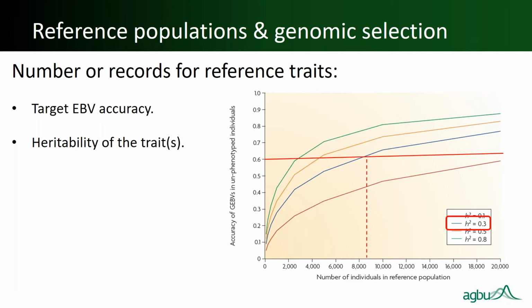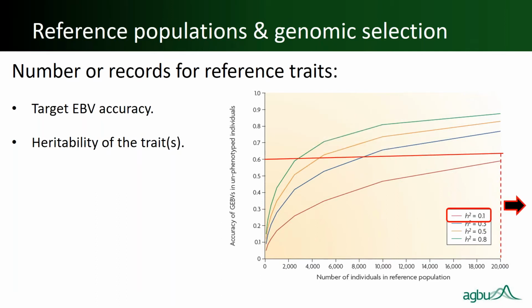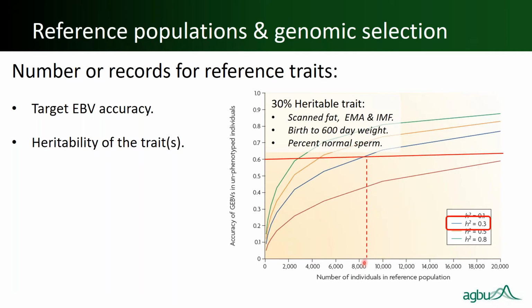If we've got traits at the 30% heritability level, and that's more the average for the traits that we're evaluating in BREEDPLAN, it includes all of our scan, fat, eye muscle and marbling traits. Most of the weights we take are in that range, as is percent normal sperm, which we'll discuss a bit as we go through this presentation. As we head down the heritability, if I just go back, for those 30% heritable traits, the number of records we need to drive this level of accuracy is about double, so about 8,500 to 9,000 records.